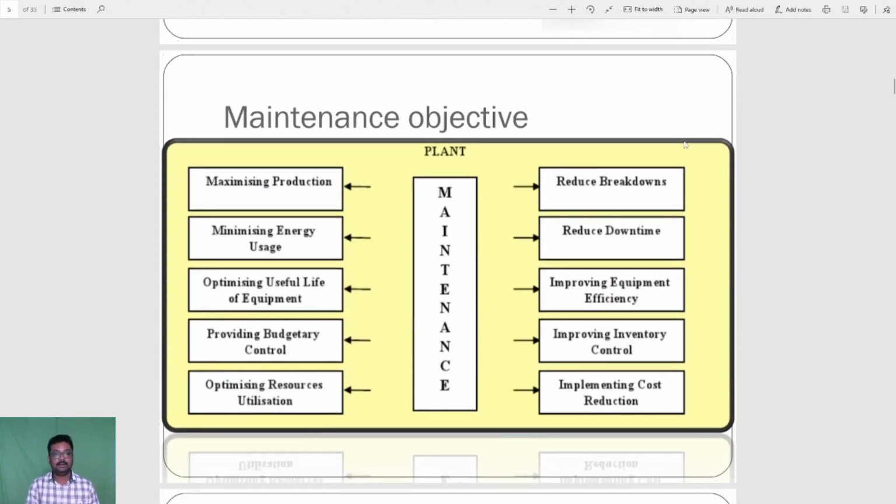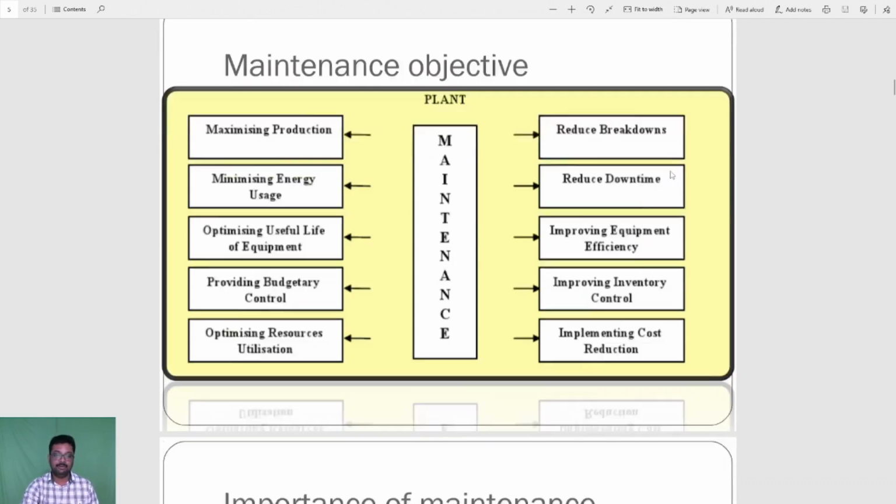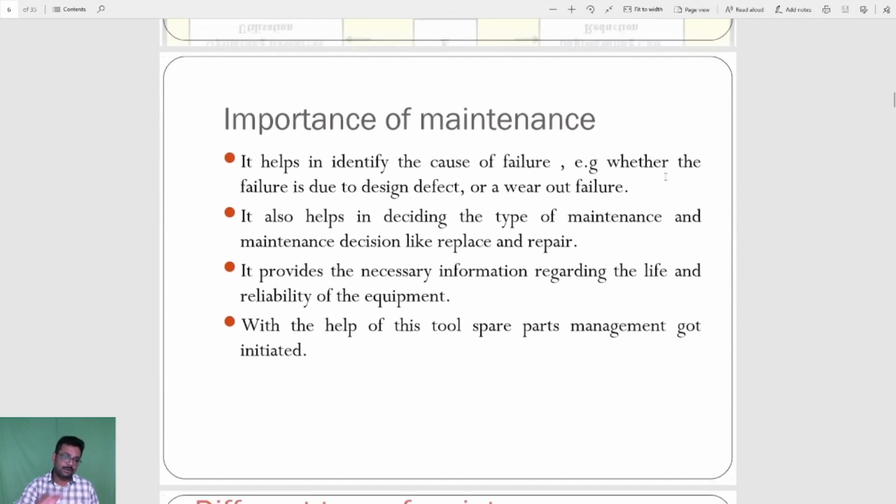Next, I will give some of the objectives here in the form of a flowchart box, which will help us easily understand the positives of maintaining our plant correctly. It helps to maximize production and minimize the use of energy. It also optimizes the lifetime of the equipment. It gives good resource utilization, reduces breakdowns, and reduces downtime. Then it improves efficiency, improves inventory control, and also reduces the implementation cost. These are some positives.